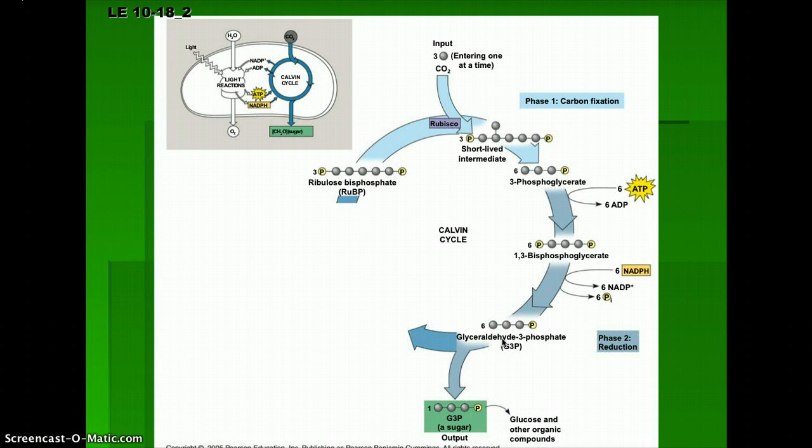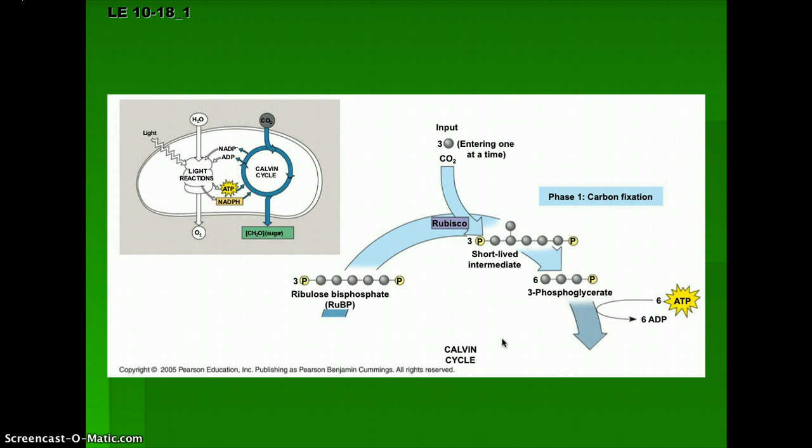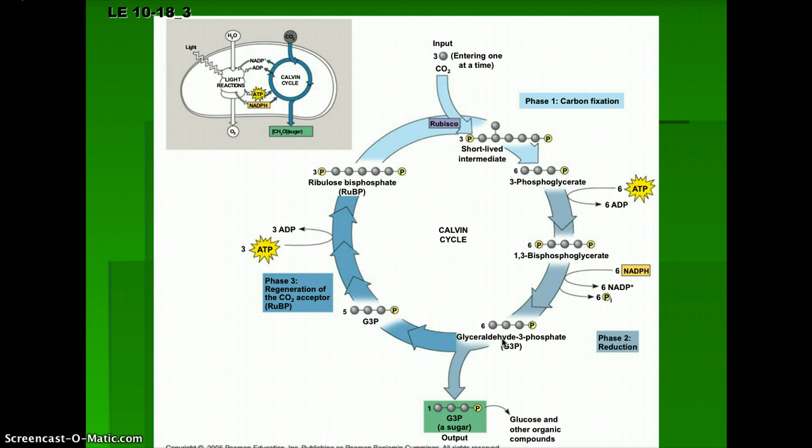The last step is the regeneration of the carbon dioxide acceptor called RuBP. So of those 6 three-carbon molecules, one of those G3P molecules comes off, and it's going to be part of the formation of a sugar molecule. The other 5 continue back in and are reconverted when 3 ATP molecules come in, and they're going to be reconverted back into that RuBP, which is the starting molecule for carbon fixation.